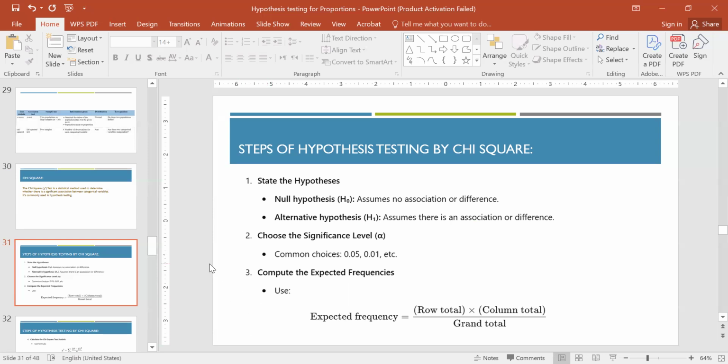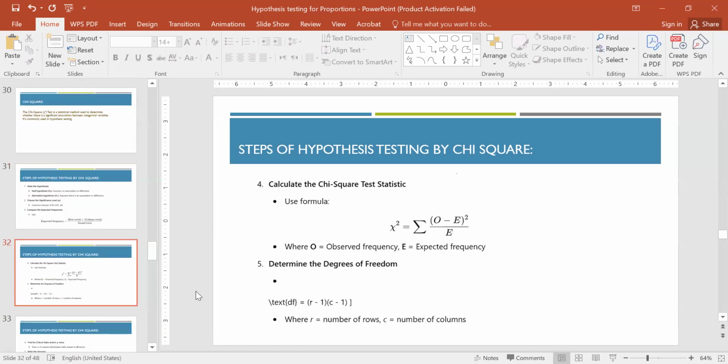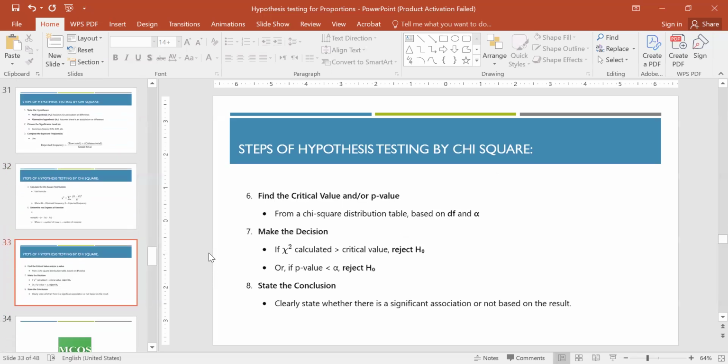Here the formula is different. We have to calculate the expected frequency, which is equal to row total times column total divided by grand total. We use the 2 by 2 table and then we use this formula. Then we have the chi-square test statistic formula, in which we take observed values minus expected values, square them, and divide by the expected frequency. Then we have to determine the degrees of freedom: row minus 1 times column minus 1.